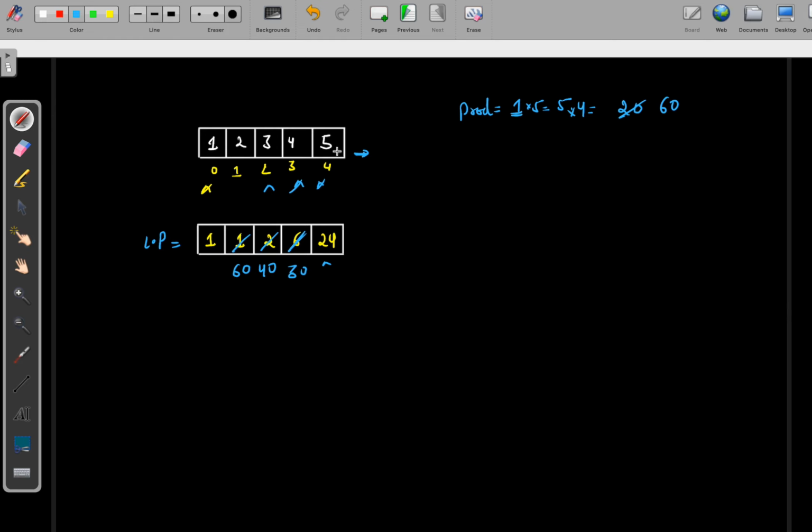Again, what I will do, I will multiply by the next element, that will be 2, right? 60 into 2, that is 120. Okay, and then I will multiply 1 into 1, that will be 1. Okay, and I will simply change it. So my left product will change to these answers. That is 120, 60, 40, 30, 24, and that will be your answer.